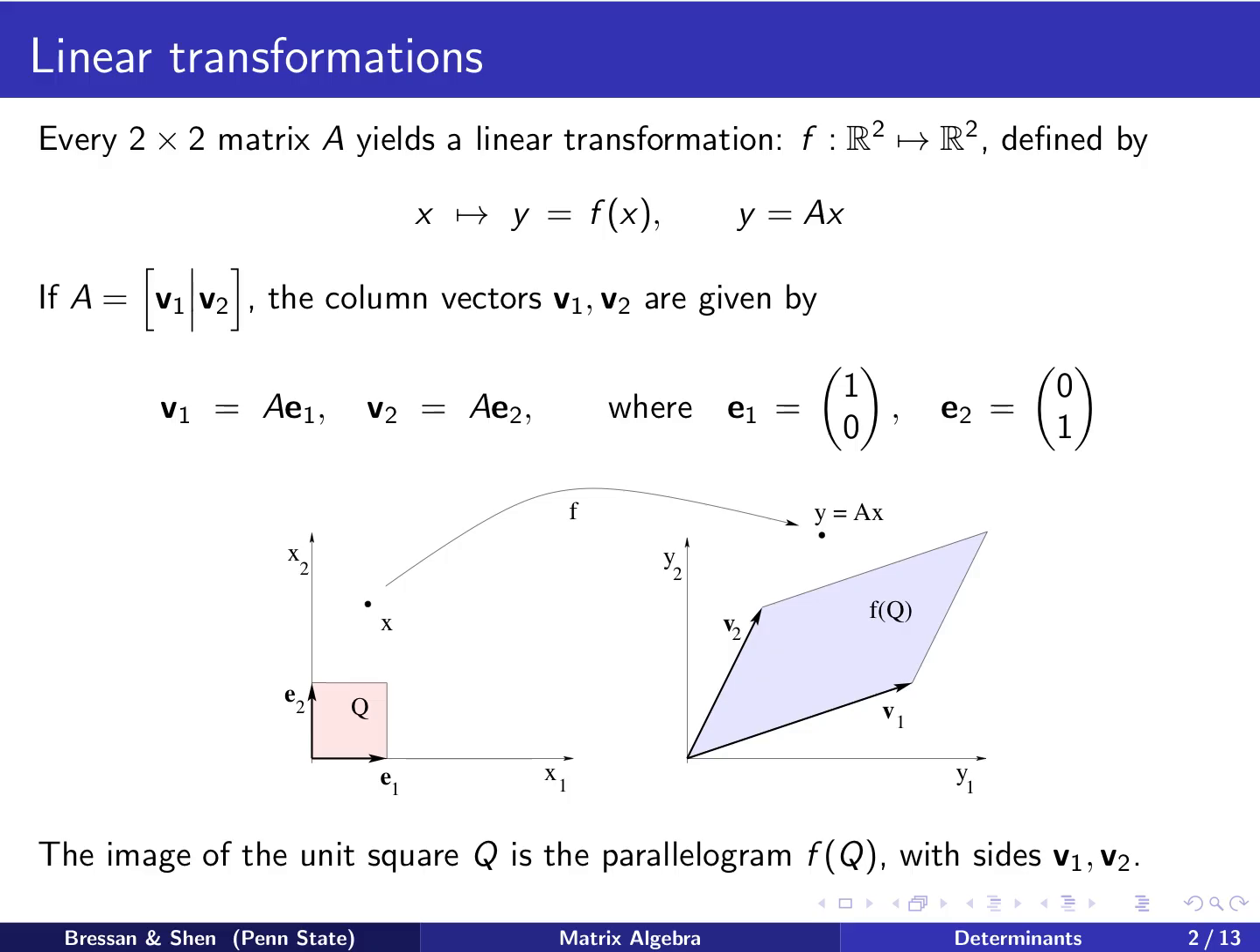Then if you consider this unit square in the standard Cartesian coordinate, let's call it Q, then the image of this square, meaning the area occupied by f of Q, the linear transformation of Q, which is just Y equals A times X. Okay, this will also become a parallelogram, and the sides of it will be exactly V1 and V2.